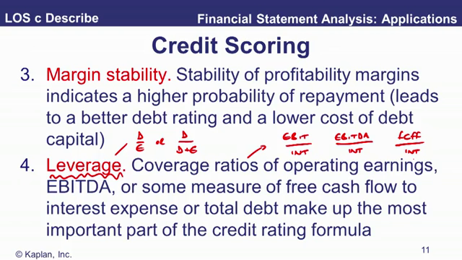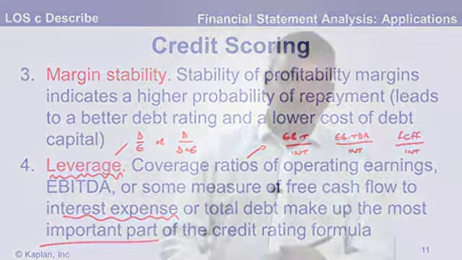Okay, and of course we might look at interest expense, that's what I've put on the bottom, or we might look at the total payment in the year, total debt service. So rather than just interest expense in the denominator, we'd look at interest expense plus any principal payments. Very important part of the credit rating formula.